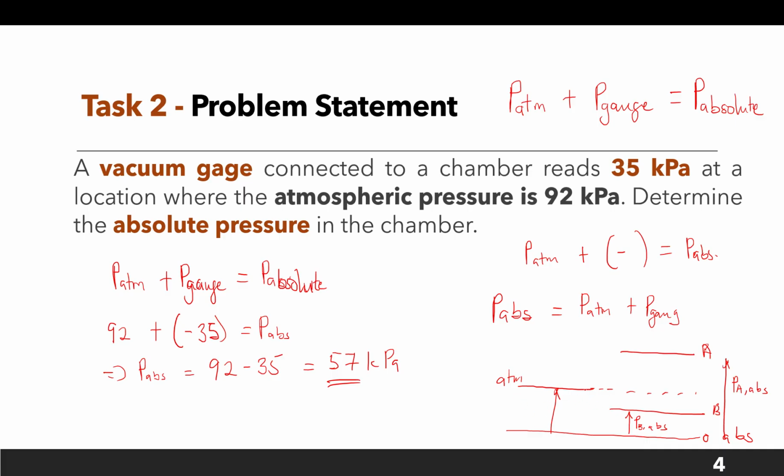However, if I use atmospheric as my reference and decide to measure, you see that atmospheric becomes the mirror line. It will give me a negative value because I'm moving in the negative direction, and this will be the positive direction. If my pressure is below atmospheric, this will give me vacuum, P vacuum, which is a negative value. And if it is above atmospheric, it becomes a positive value, so I get the positive gauge pressure. Take note of these things.